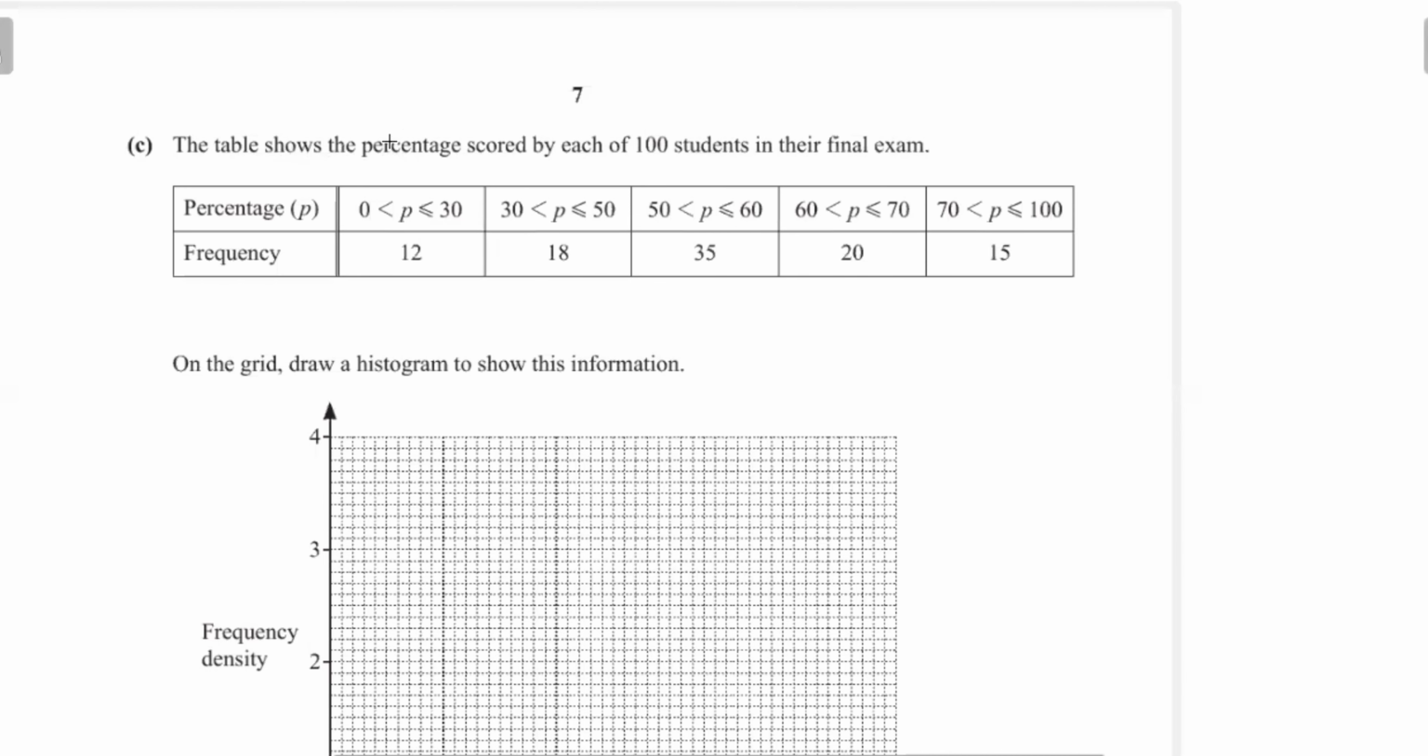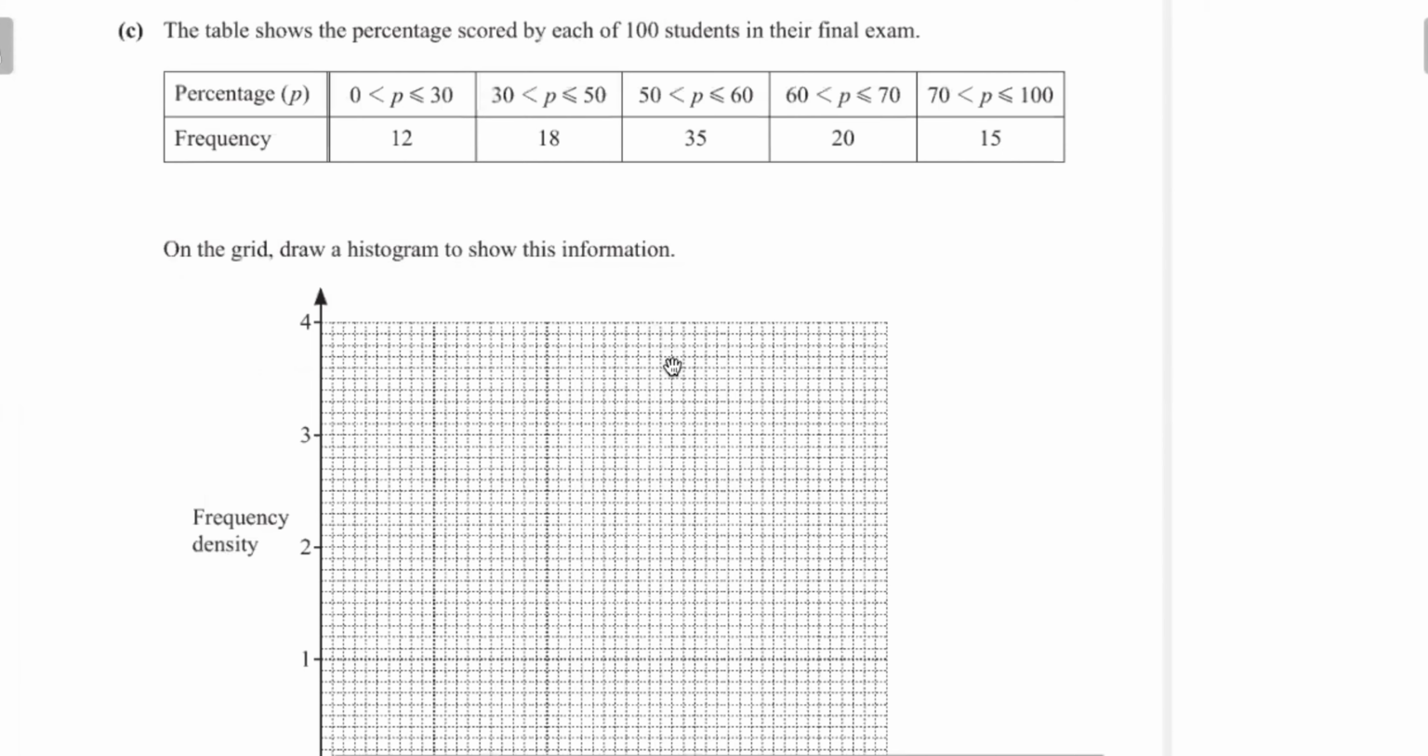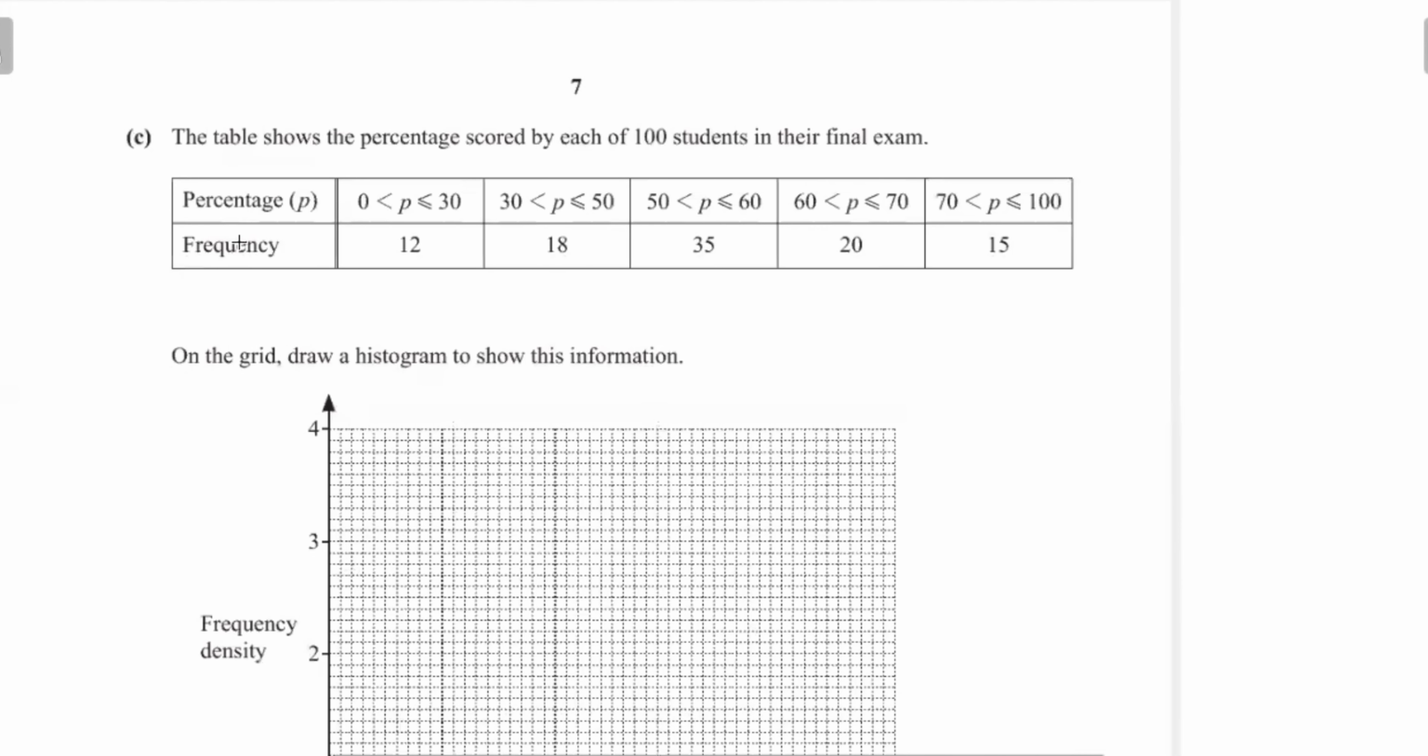Part C, the table shows the percentage score by each of 100 students in their final exam. On the grid, draw a histogram to show this information. To draw the histogram, firstly, we will calculate the frequency density. Now, the frequency density is equal to the frequency divided by the class width.